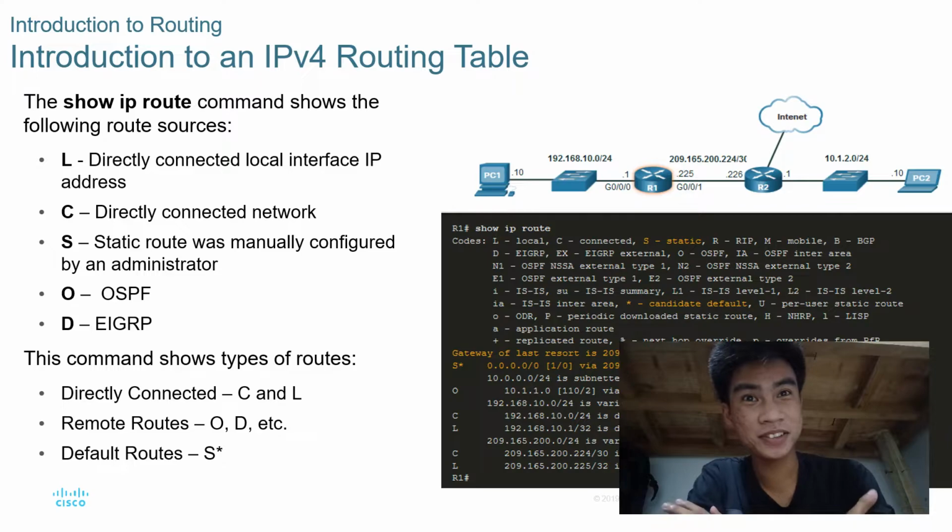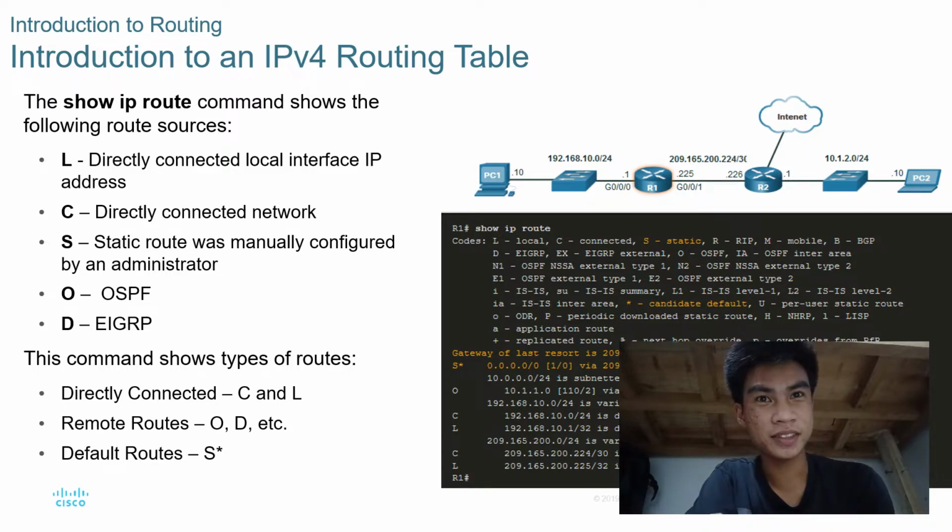This command shows types of routes. Directly connected are the C and L. Remote routes are the O, D, and so on. Default routes is the S with the asterisk.